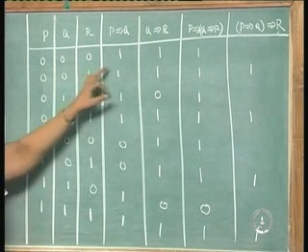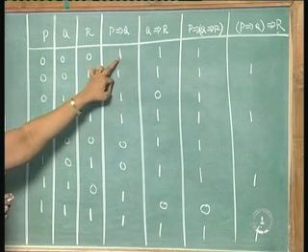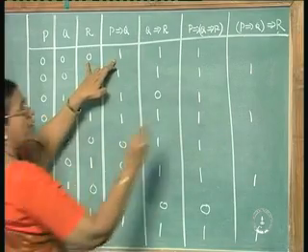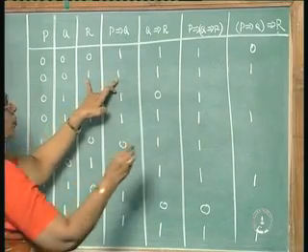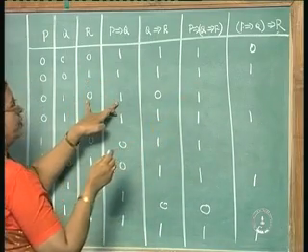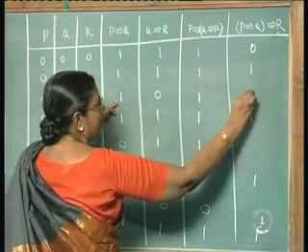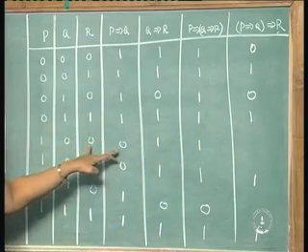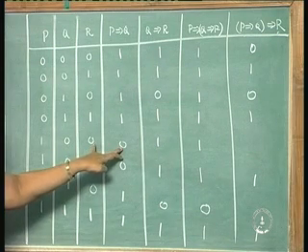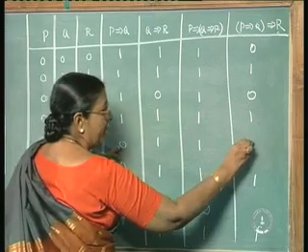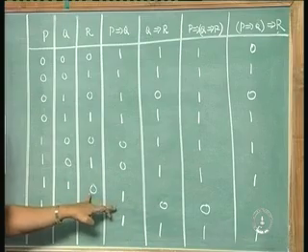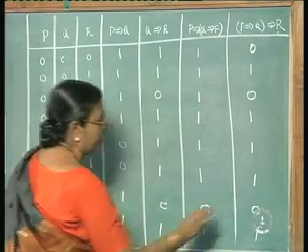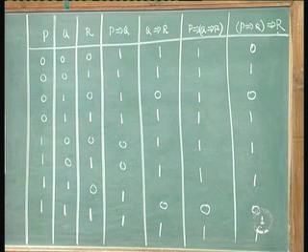If you look at this, P implies Q is true, but R is false. So, this will be false. Here P implies Q is true and R is also true. So, that is one. Here again P implies Q is true, but R is false. So, this will be false. And here P implies Q is false, R is also false. So, this will be true. And here P implies Q is true and R is false. So, this will be false. So, you can see that the last two columns are not the same.